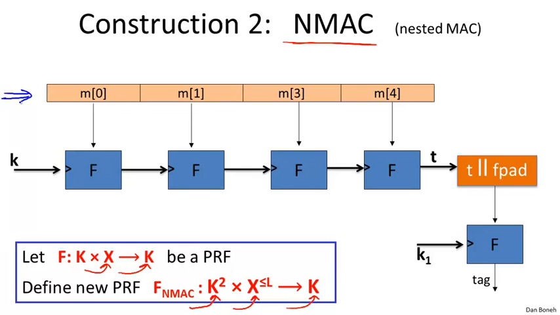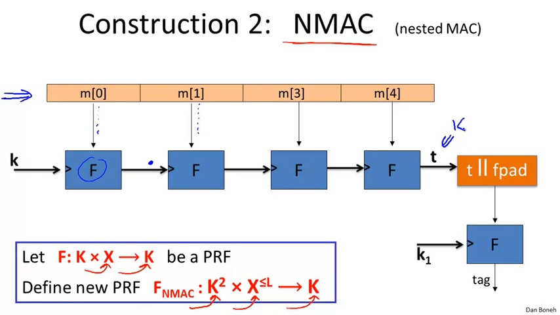Now we take our key and feed it as the key input into the function f, and the message block is given as the data input into the function f. What comes out is the key for the next block of NMAC. So now we have a new key for the next evaluation of the PRF, and the data for the next evaluation is the next message block. And so on and so forth until we reach the final output, which is going to be an element in K.